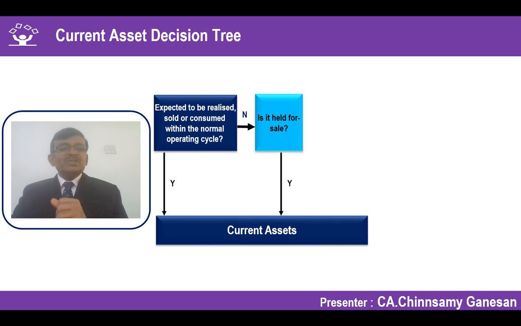For example, inventory is always held for sale, even if the inventory is not expected to be sold within the normal operating cycle, within 3 months. But it is always held for sale, and accordingly inventory can never be part of a non-current asset.